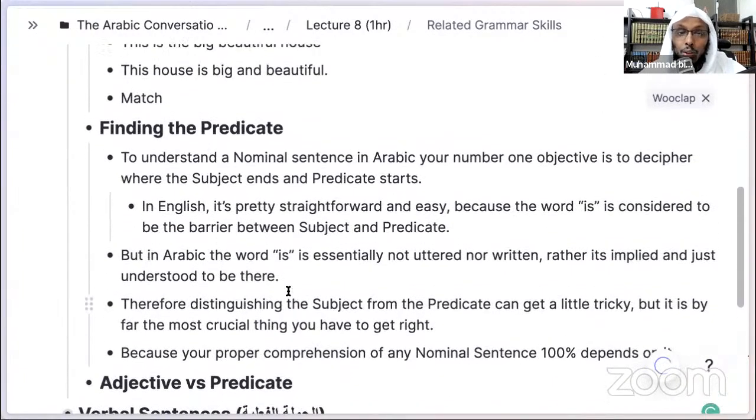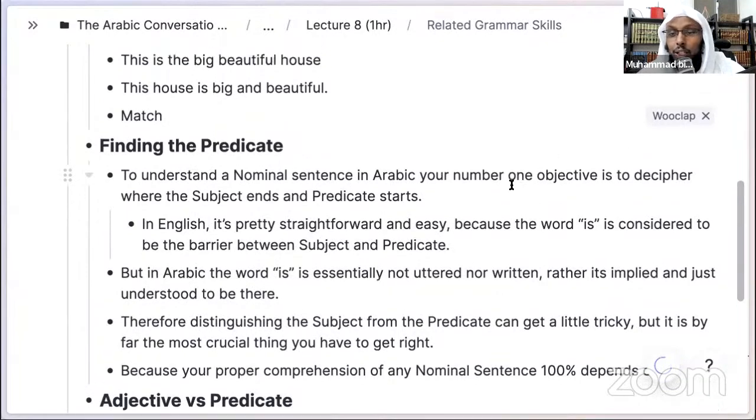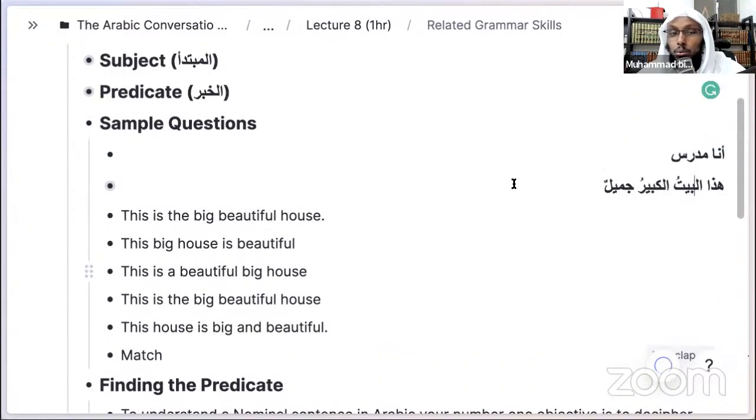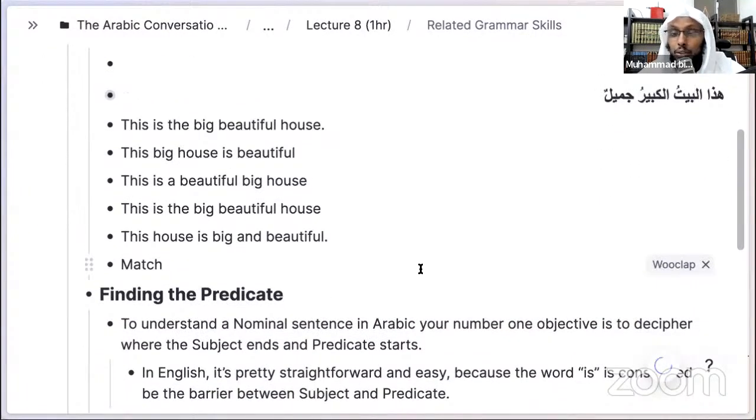Okay, let me explain this to you first and foremost. To understand a nominal sentence in Arabic, your number one objective is to decipher where the subject ends and the predicate starts. So, of course, we know that a sentence should have a subject and it should have a predicate. But where does the subject end, and where does the predicate start? And when I say where does the subject end, what I mean is where does the subject and all of the words that come with it end? Because the subject can have a whole group of words that come with it. Its little crew.